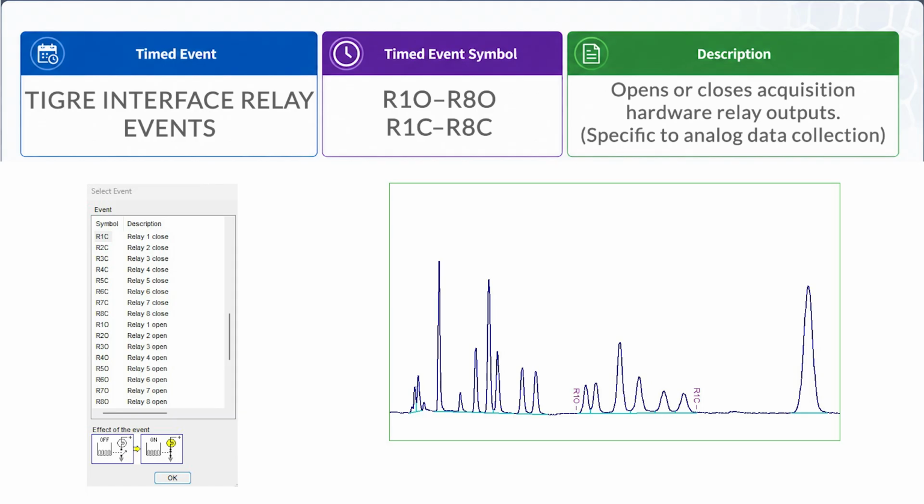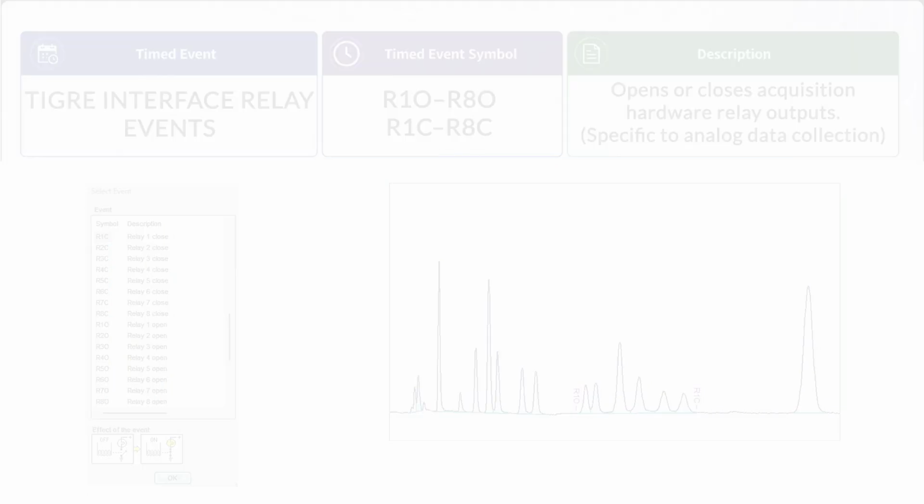For example, a method could use a timed relay event to open or close a relay at a defined point during the run, depending on the connected Tigre hardware and how the system has been configured. These events should be thought of as hardware control events, not peak integration events. They are included in the timed event list, but they are not normally the events a user would choose when trying to adjust peak starts, peak stops, baselines, splitting, skimming, or tick marks.